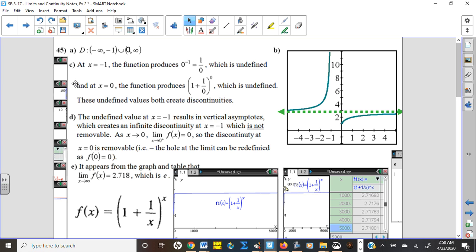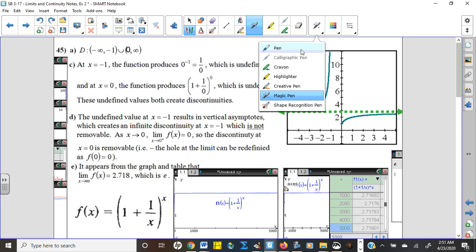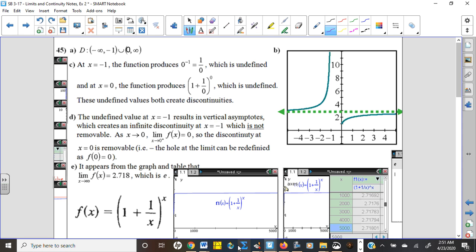Part C asks you why at -1 and 0 the function is discontinuous. I think it's really easy to see why it's discontinuous at 0. We can't put zeros into the bottom of a fraction, can we? And so I think you could just say f of x is undefined at 0 because I can't divide by 0.